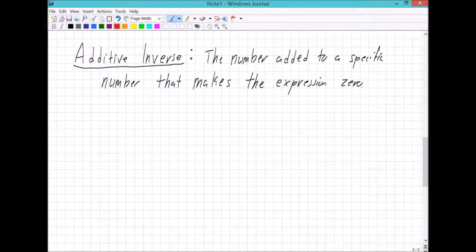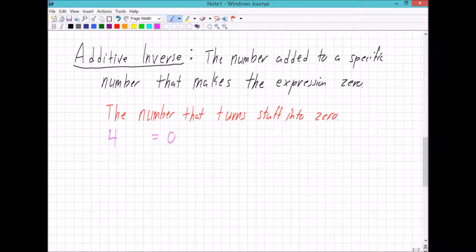Let's use red. The more down-to-earth version is the number that turns it into 0. Again, that's not very good, so maybe an example will help. So let's go ahead and do a quick example. What do you think the additive inverse of 4 is? Well, 4 plus what gives you 0?